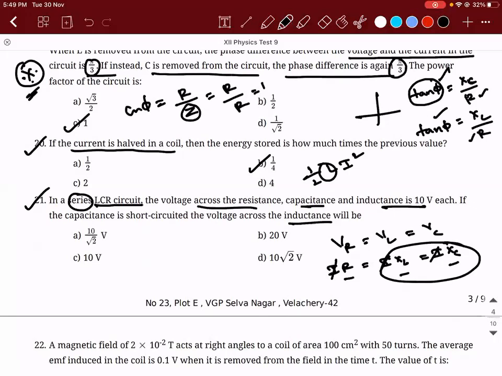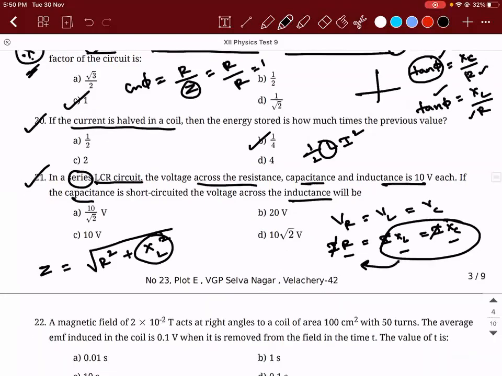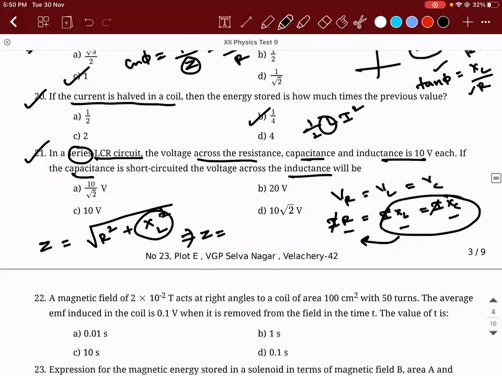So how to solve this? You will find the impedance first. Impedance is equal to root of R square plus XC square, but the capacitance is short circuited, then XL is going to be there. R square plus XL square. But XL is what in this question? It is equal to R. So what will be the value of Z? Z will be equal to root 2 times R. Any doubt in this?